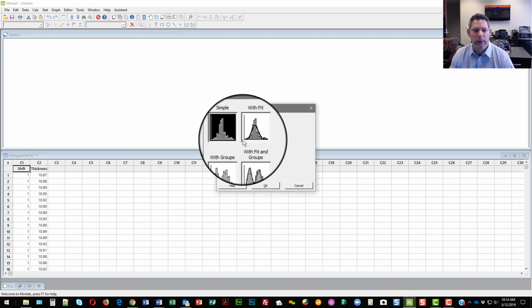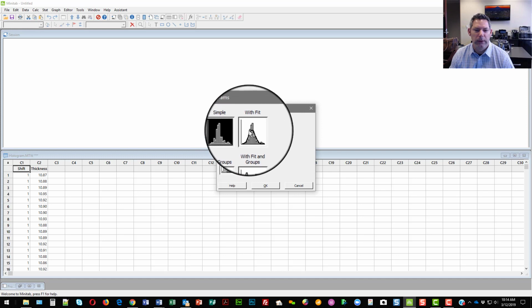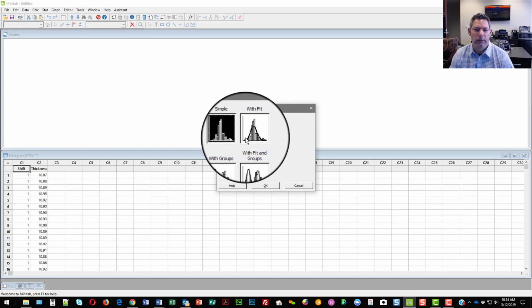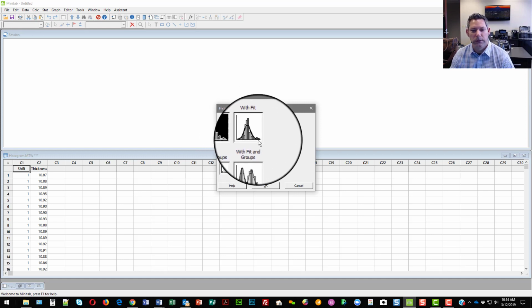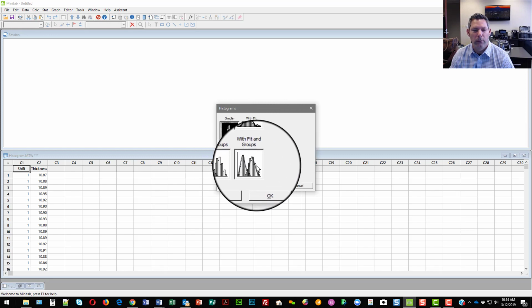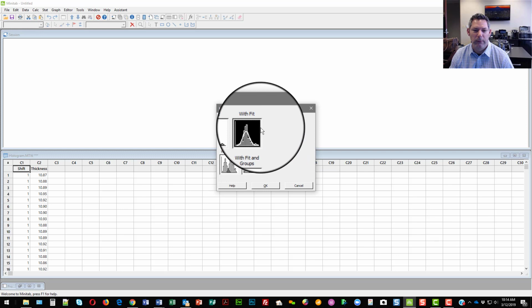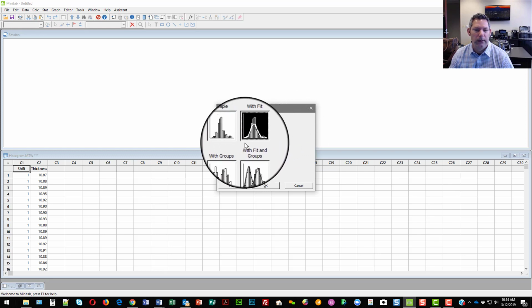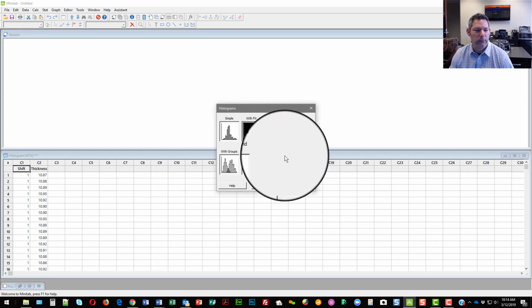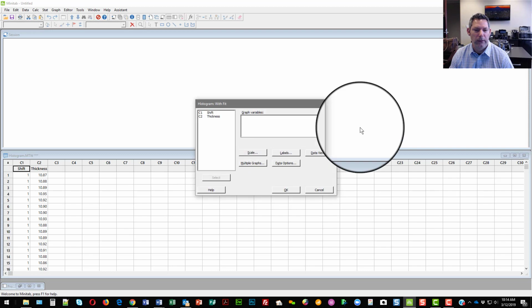here. Simple with fit simply gives you a fitted line for a bell curve type distribution. With groups or with fit and groups. And so we're just going to select with fit because I want to see that fitted line for the distribution. And then we'll say OK.